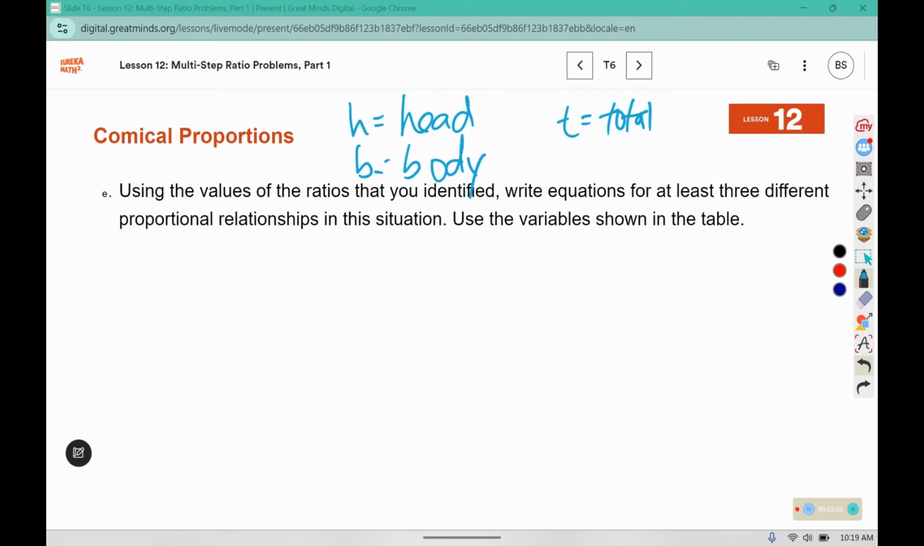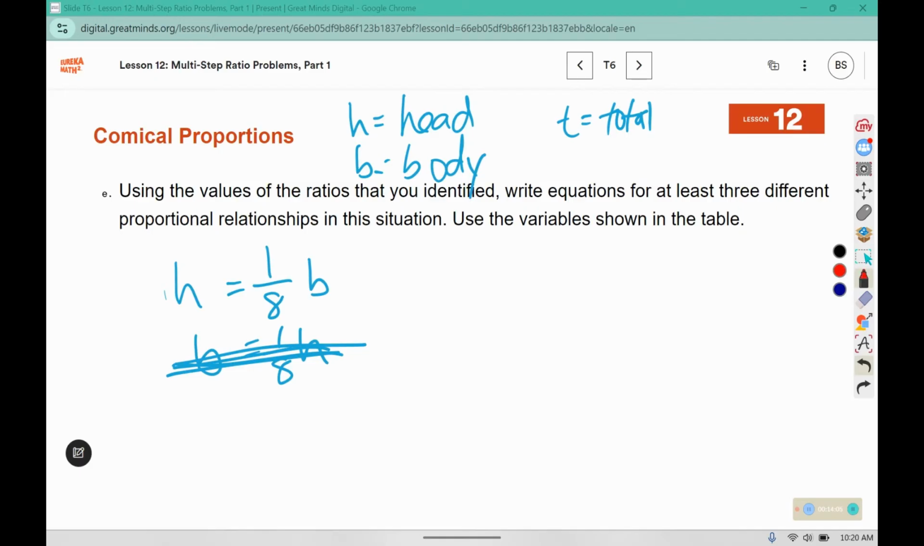Our first fraction was 1/8. There are 2 possible ways we could write our equation, but only one of them will be correct. Is the head 1/8 of the body, or is the body 1/8 of the head? Well, the head is smaller, so the head is 1/8 of the body. So we don't want this one.